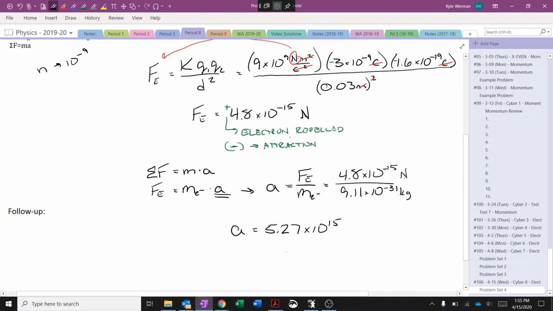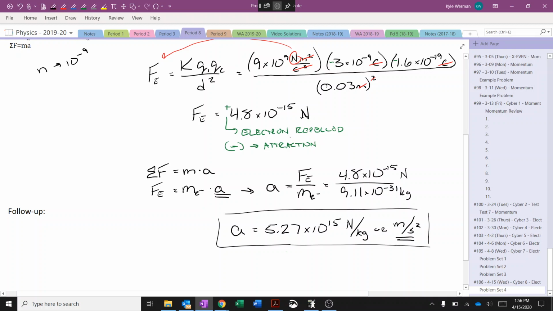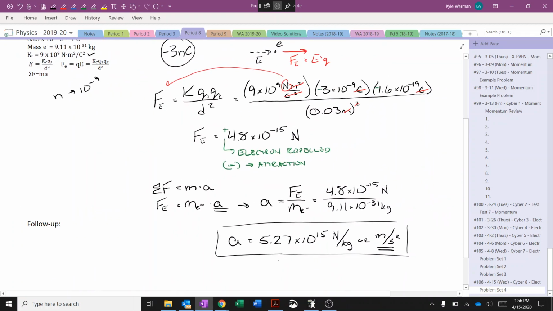And look at the units. I have newtons per kilogram, right? Remember, that was the strength of a gravitational field. And that, coincidentally, is the same as meters per second squared, which is probably a better unit to describe how the electron will accelerate in that field. So really high acceleration due to that really strong field.